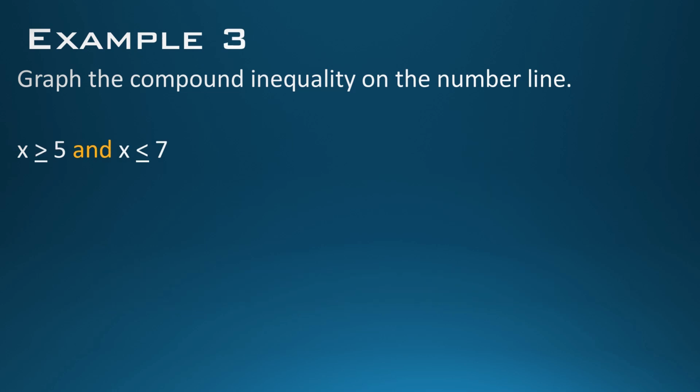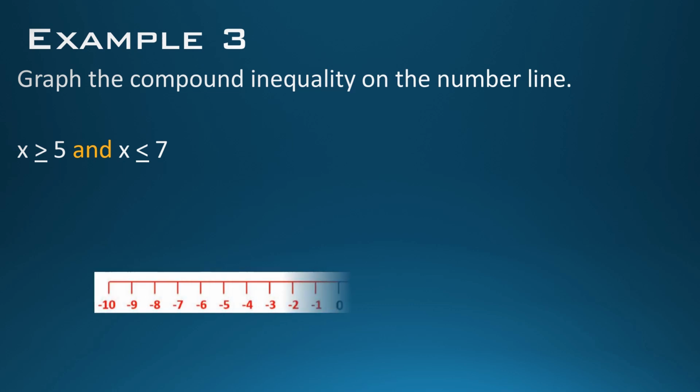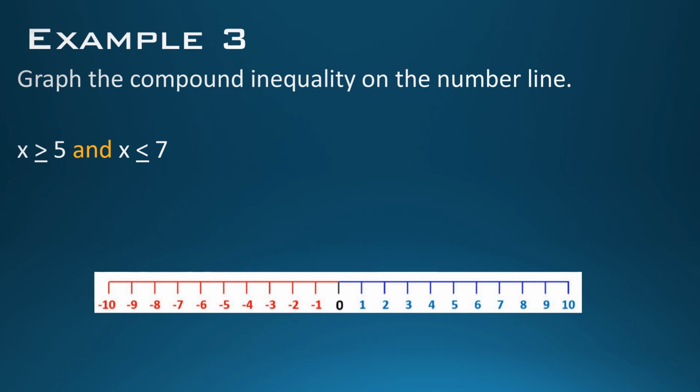Now we have the third example, another AND. Graph the compound inequality on the number line. We have x greater than or equal to 5 and x is less than or equal to 7. So again, here's our number line. We'll start with the first one. x is greater than or equal to 5. So that's going to be a closed circle at 5. Then we have x is less than or equal to 7. So we're going to put a closed circle again at 7.